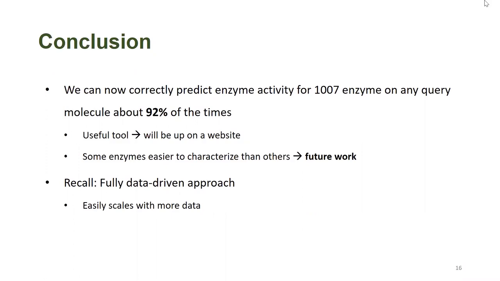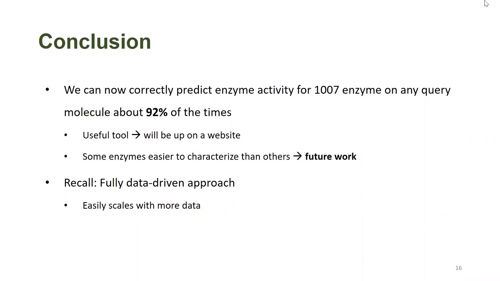Also, some enzymes were easier to characterize than others. This 92% is average across all 1,007 enzymes. So some of them actually are at 100%. Some of them are at like 85%. So a good object of future work would be to understand why some enzymes are easier than others.